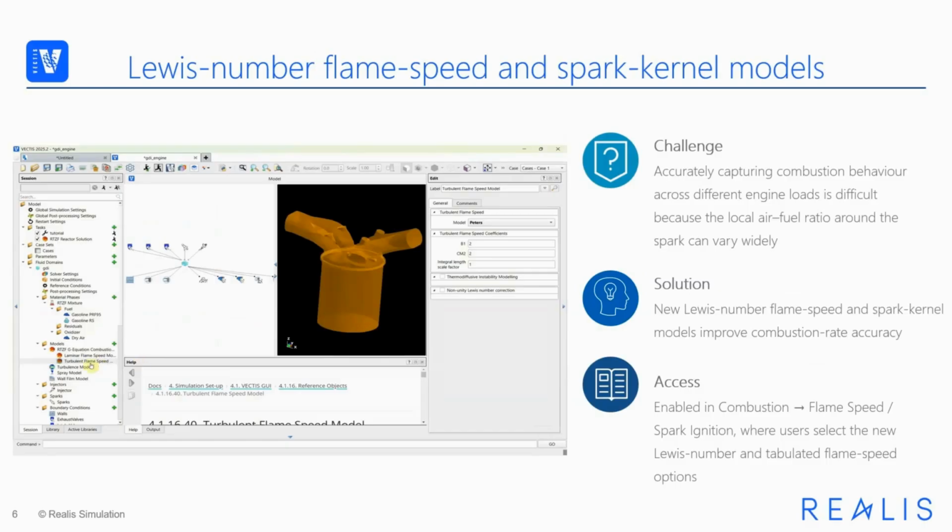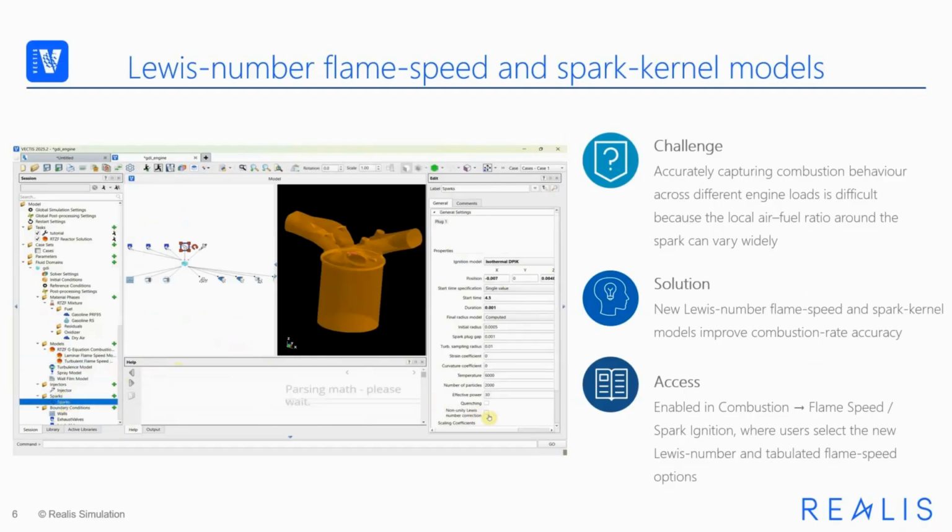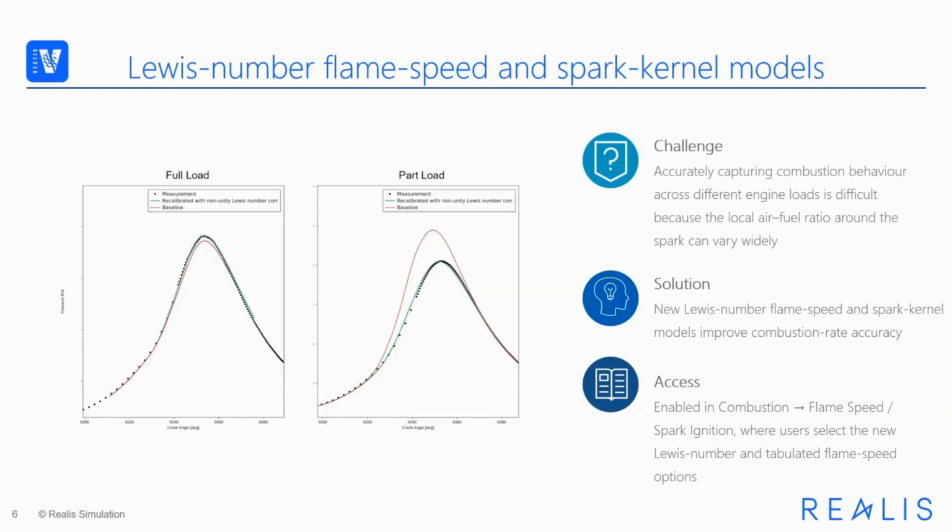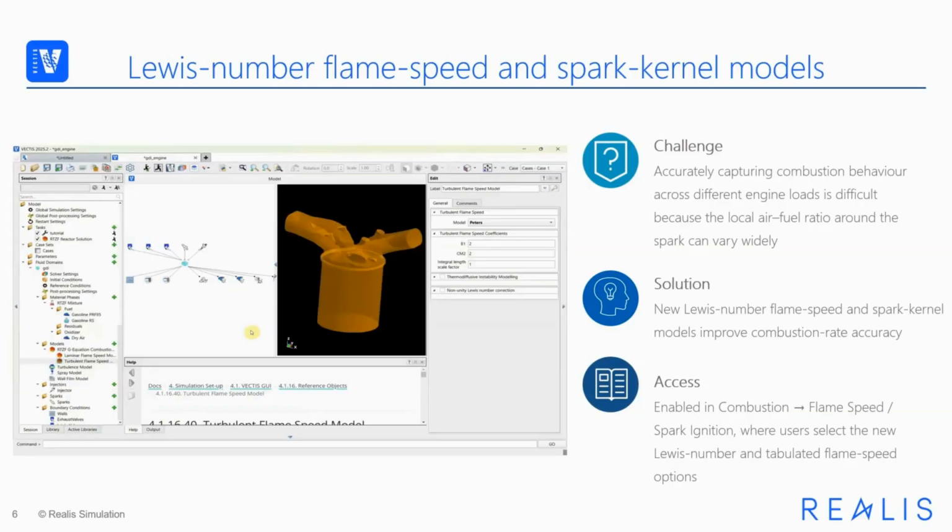The next new improvement targets spark ignition combustion, and spark ignition combustion is highly sensitive to local fuel air mixing. In real engines, we often see significant variations in mixture strength, particularly around the spark plug and particularly at different loads. And capturing these effects accurately is difficult with conventional flame speed models.